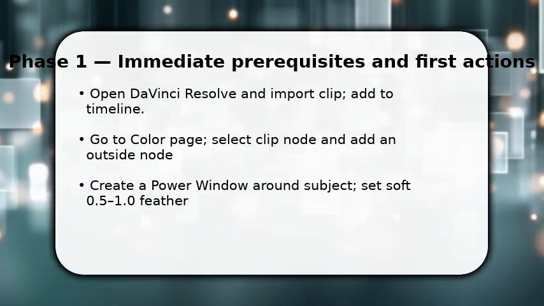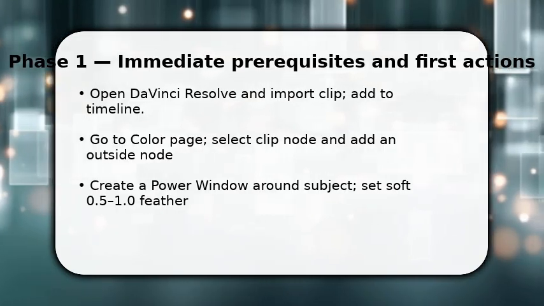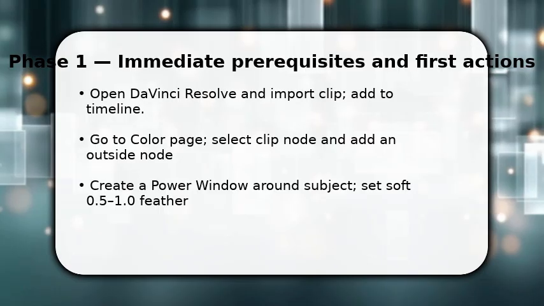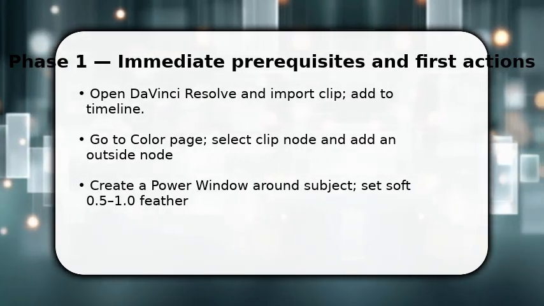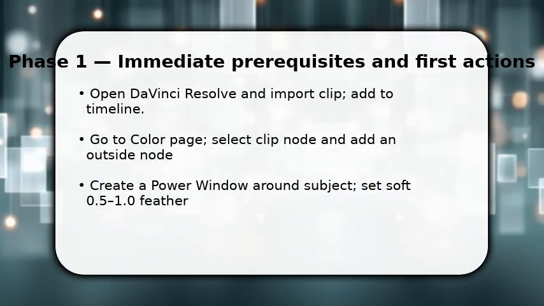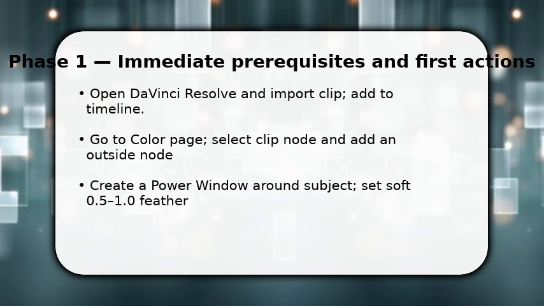Draw a power window around the subject. Use elliptical or Bezier to match the frame. Make sure to increase the window's feather to around 0.5:1.0 so the transition is natural. This isolates the foreground and prepares the background for blur without touching subject details.